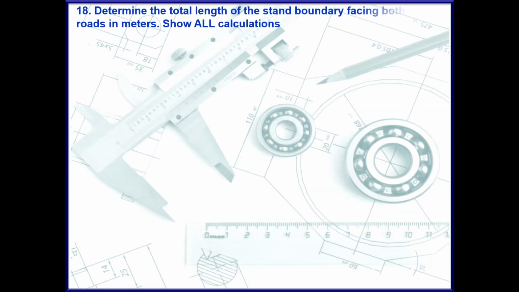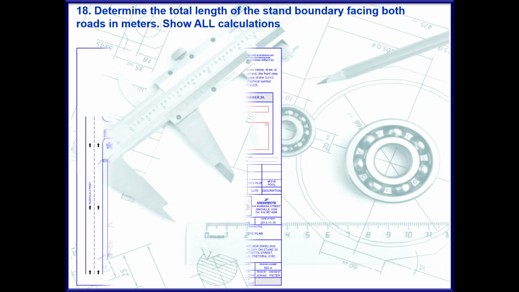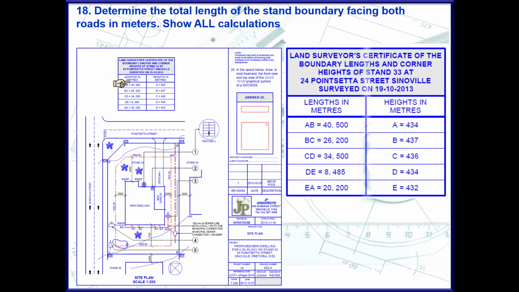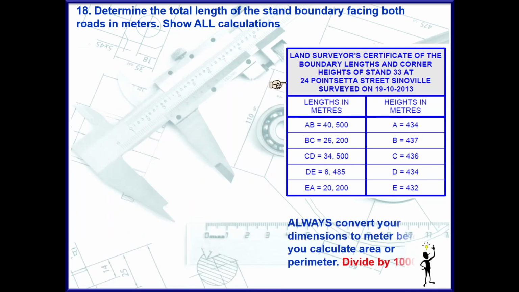Question 18. Determine the total length of the stand boundary facing both roads in meters and show all calculations. If you can take a look at our site plan and our land survey certificate, where all dimensions for the boundary line are clearly set out. Please take note, it's very important to always convert your dimensions to meters before you calculate area or perimeter. So we need to divide by 1,000.